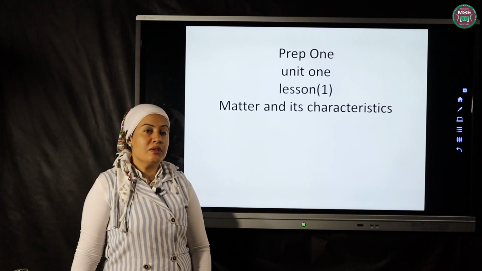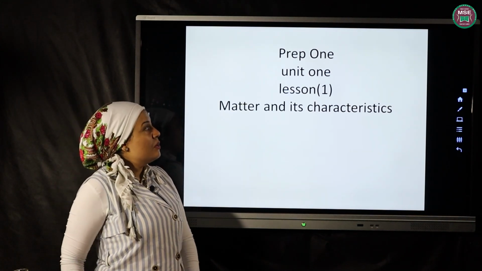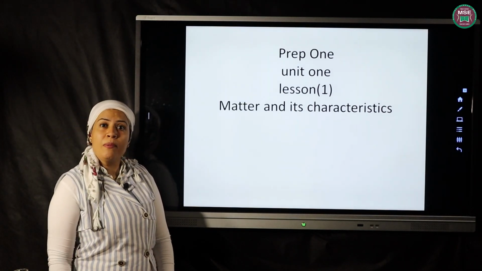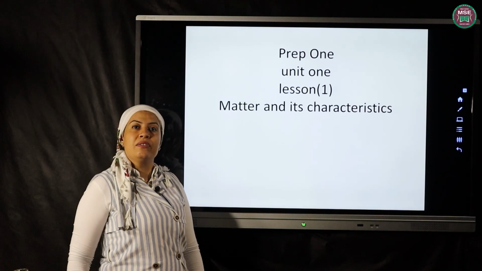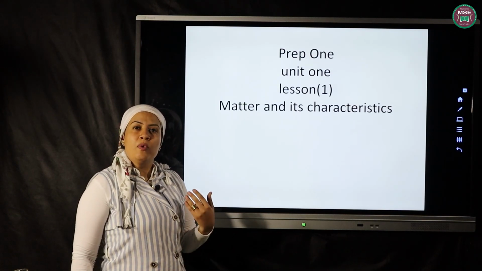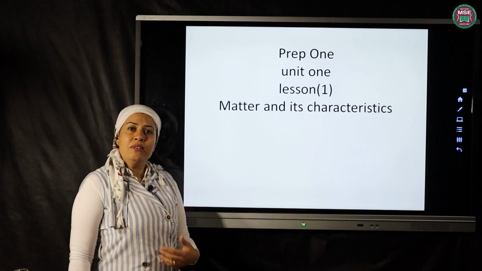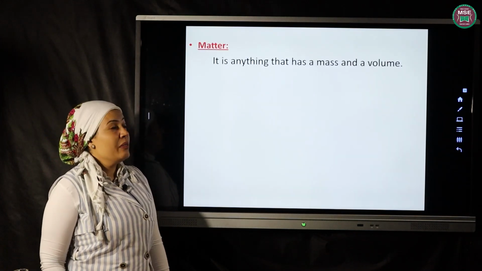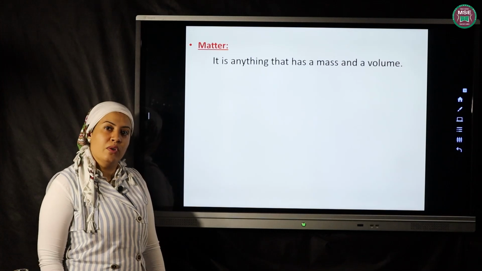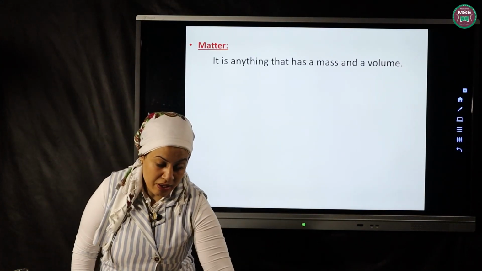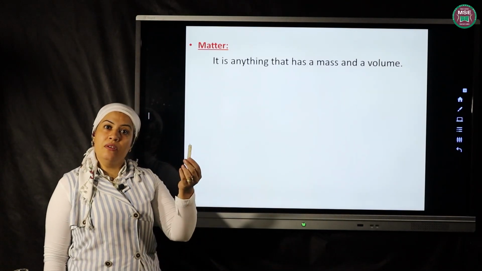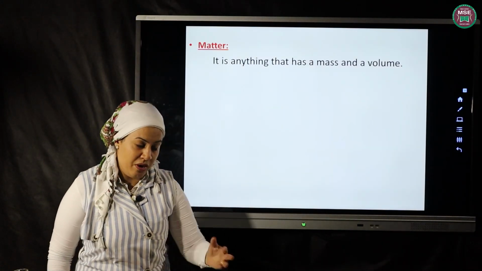Today we will start our session with Unit 1, Lesson 1, Matter and its characteristics. So we will talk about the matter and its characteristics. We talked before in primary about the matter. What is the meaning of matter? Matter is anything that has a mass and a volume. So if the ruler is matter, if the candle is matter, we will check it after.